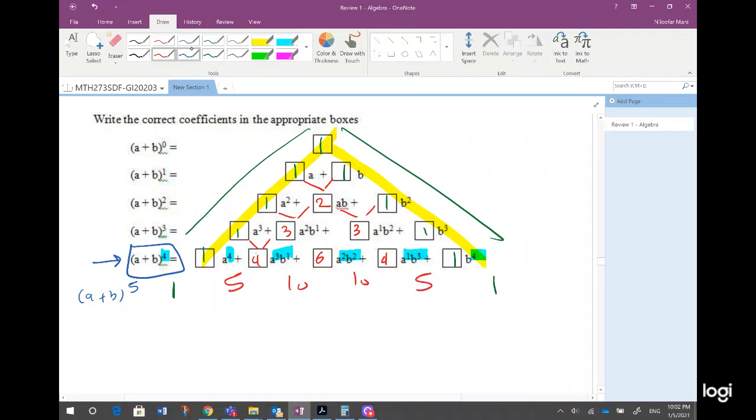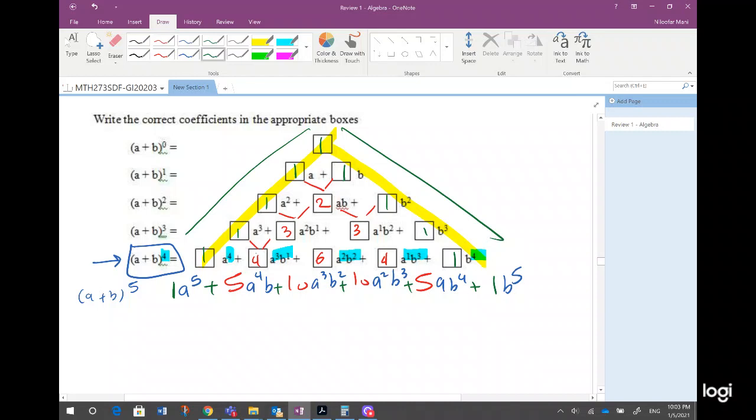Okay. So how do I write the variables? I start from a power 5. I go to a power 4b, a power 3b squared, a power 2b cubed, a b power 4, and then b power 5. Okay, what do I put here? I put plus because I just see plus.